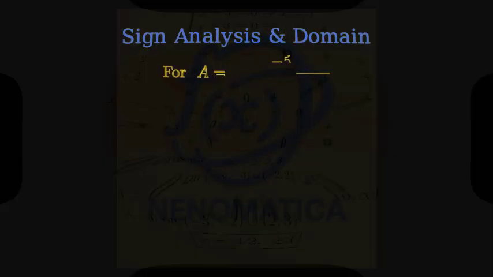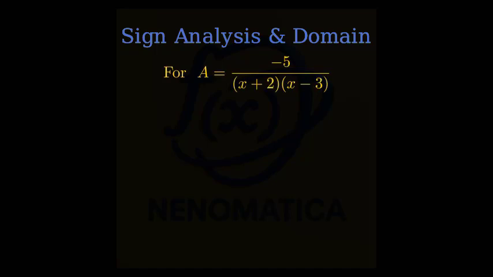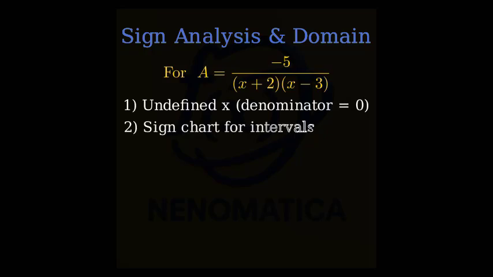In this lesson, we will determine the domain and the sign of the rational expression A equals negative 5 divided by the product of x plus 2 and x minus 3. Our task is twofold. 1. Find all x values for which the expression is undefined. 2. Use a sign chart to decide where A is positive and where A is negative.